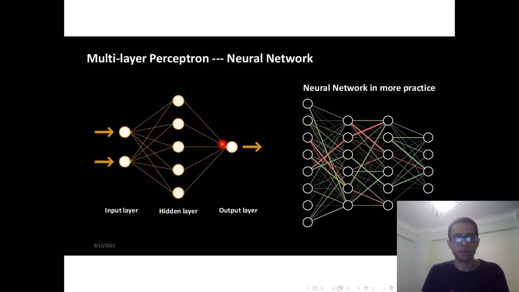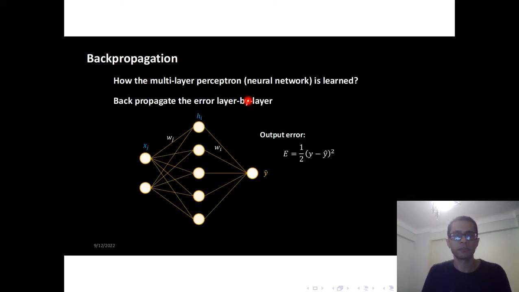The neural network can be trained by a process called backpropagation, as we'll see in the next slides. In backpropagation, the error is propagated from the output layer to each node of the network. Like the perceptron, the weight of the node is updated iteratively to minimize the output error e.